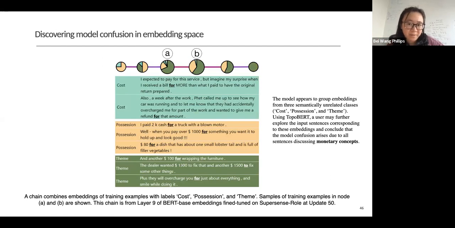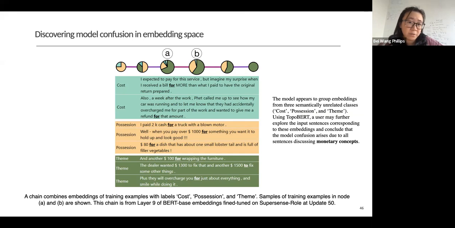This is an impure chain, and this is what I would call an indication of model confusion. In this case, all those sentences are related to the token four, but they have a different label, okay? So now the question is, can we explore the sentences with this label?